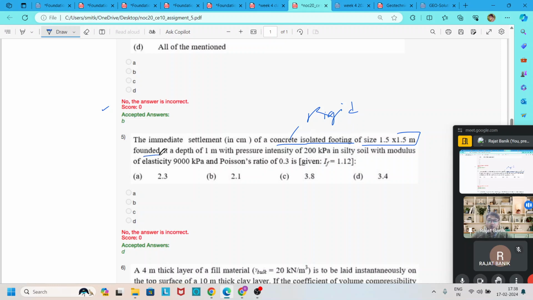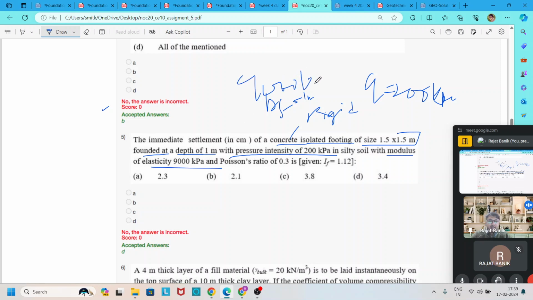Then the foundation is at a depth of 1 meter, that means Df is 1 meter, with a pressure of intensity 200 kPa. The q is given as 200 kPa, on a silty soil with the modulus of elasticity E given as 9000 kPa. Poisson ratio is given as 0.3 and If is given as 1.12.